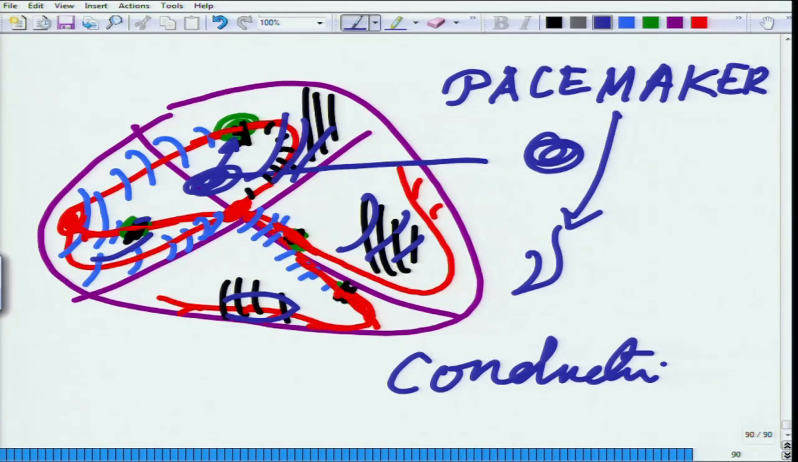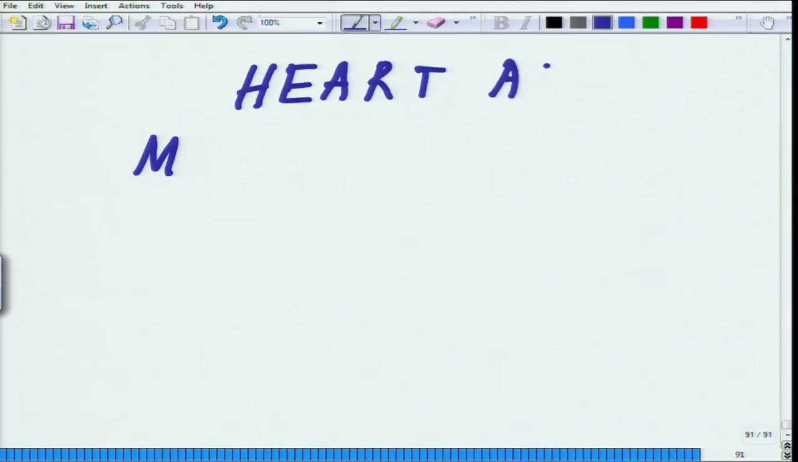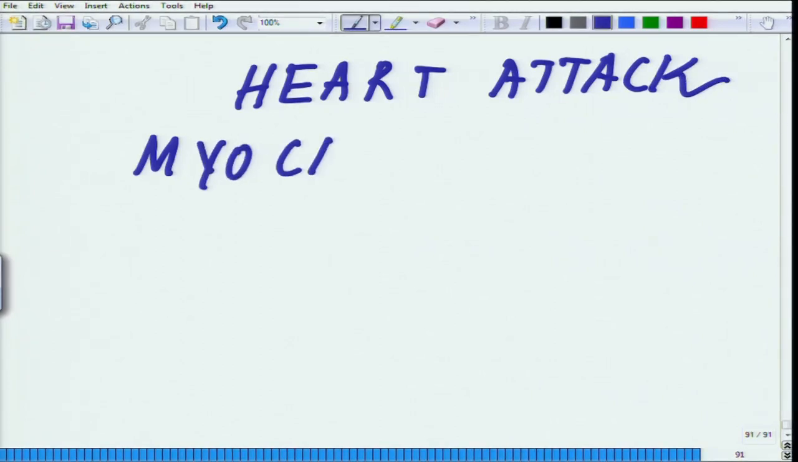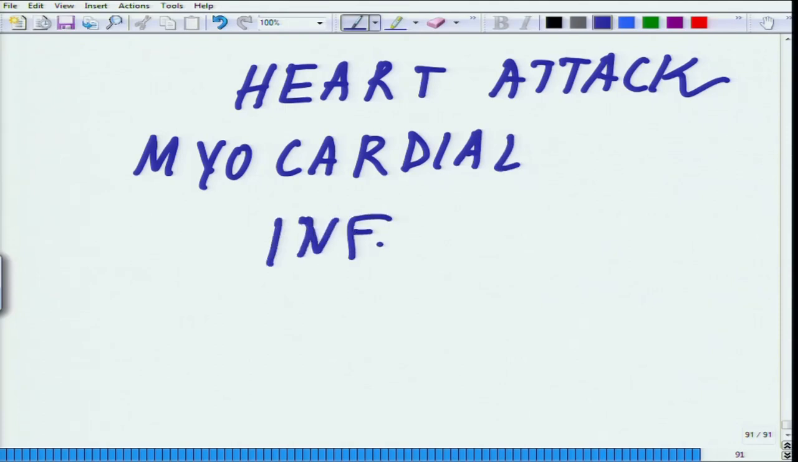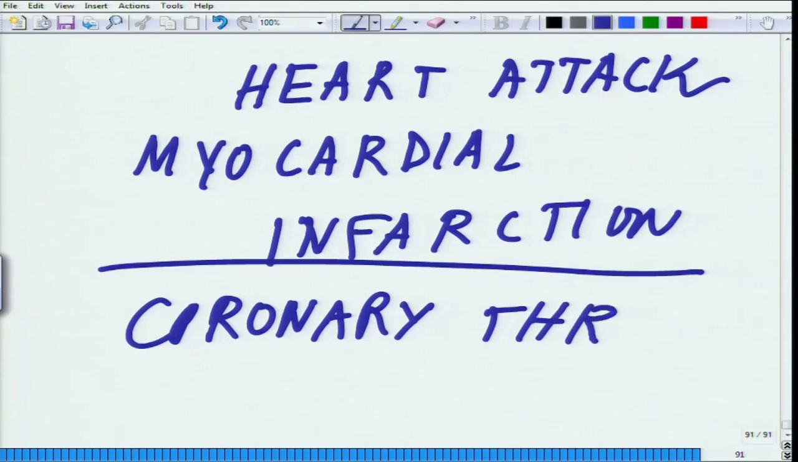What about the heart attacks? Heart attacks are situations when there is something called myocardial infarction. What does that mean? Myocardial infarction or coronary thrombosis, these are different pathological conditions. What is exactly happening?